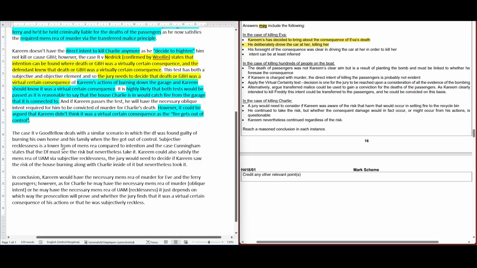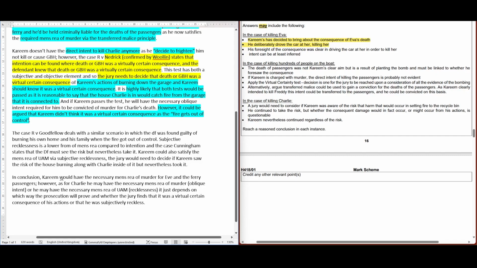Subjective recklessness is a lower form of mens rea compared to intention, and the case Cunningham states that the defendant must see the risk but nevertheless take it. Kareem could also satisfy the mens rea of unlawful act manslaughter via subjective recklessness, and the jury would need to decide if Kareem saw the risk of the house burning along with Charlie inside of it but nevertheless took it.